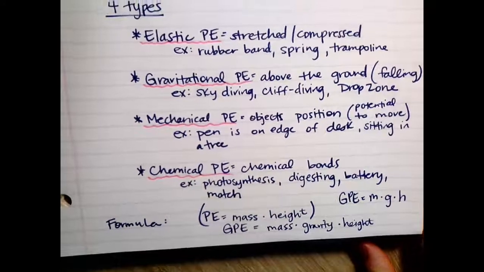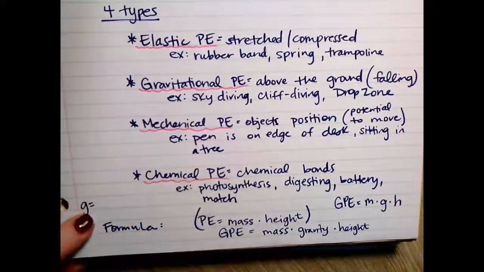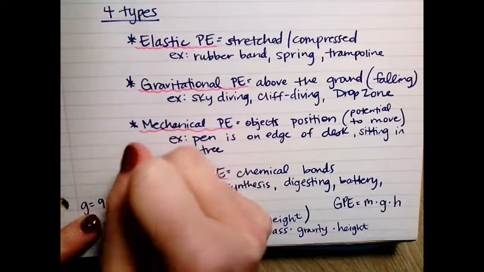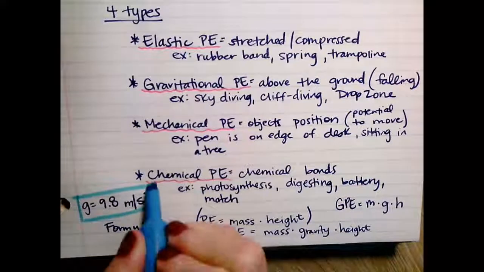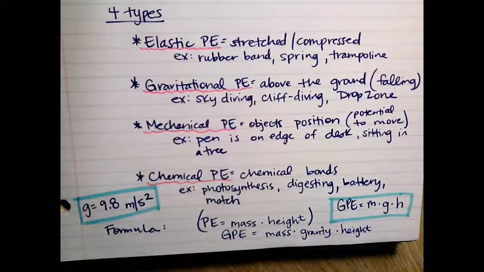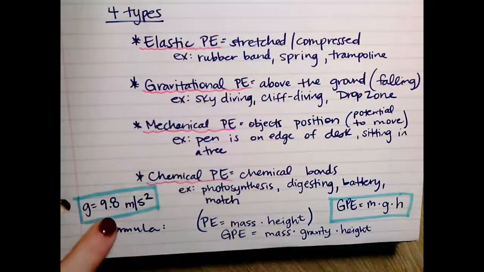I do want to make note, since I have room over here, G is the gravity, and on Earth it's 9.8 meters per second squared. So I'm actually going to put a little box around that because that's important. What this is, every second, the speed of an object will increase by 9.8 meters per second every single second. So we'll give an example here.